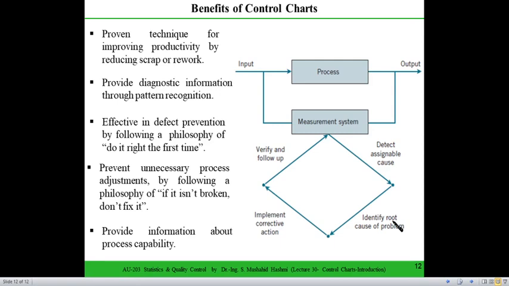One of the benefits of the control chart is that they help us in dealing with process capability. So just wait for a few more lectures to go into statistical process control and process capability, where control charts are a very useful tool for investigating this process capability. So this is where I end this lecture.